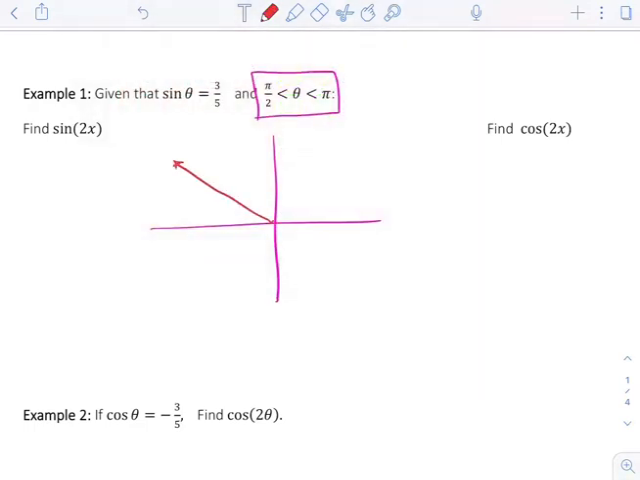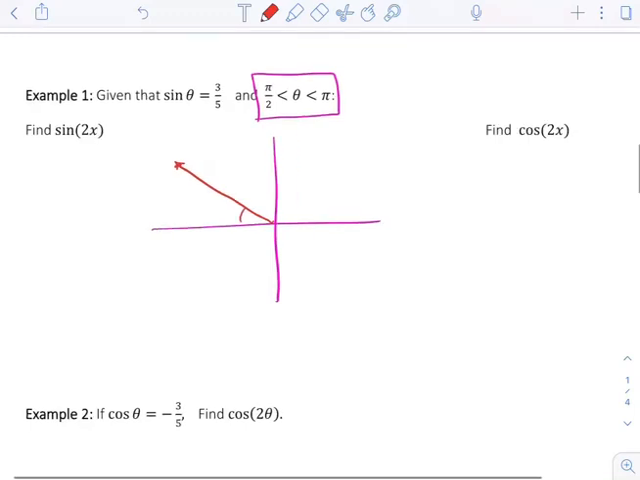Second quadrant here, we have theta as our angle. We know that in the second quadrant we have a triangle created here. I know that the opposite side is 3, and I know that the hypotenuse is 5, based on our y over r that we know from sine. We can calculate the bottom using the Pythagorean theorem.